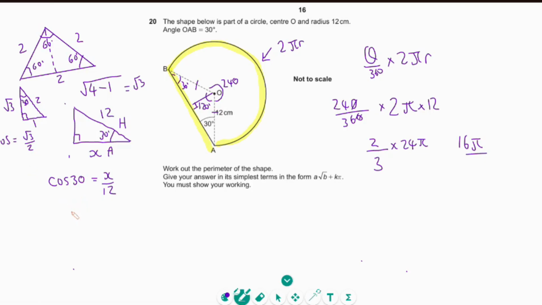So let's replace our cos 30 by root 3 over 2. Times both sides by 12. We've got 12 root 3 over 2 equals x. 12 over 2 is 6 root 3. So we know that this is 6 root 3 and this is 6 root 3, which is a total of 12 root 3. We've got 12 root 3 plus 16 pi, the total circumference of your shape.